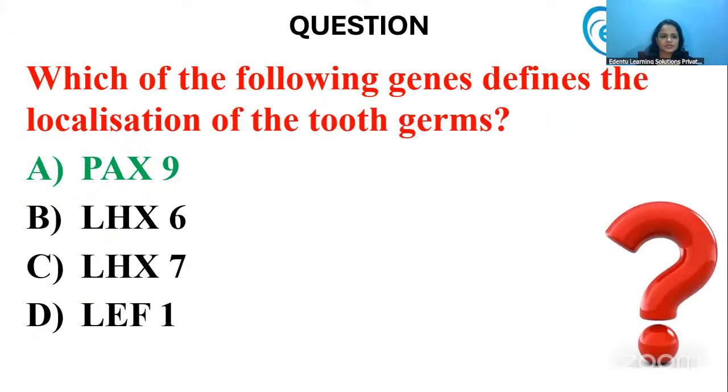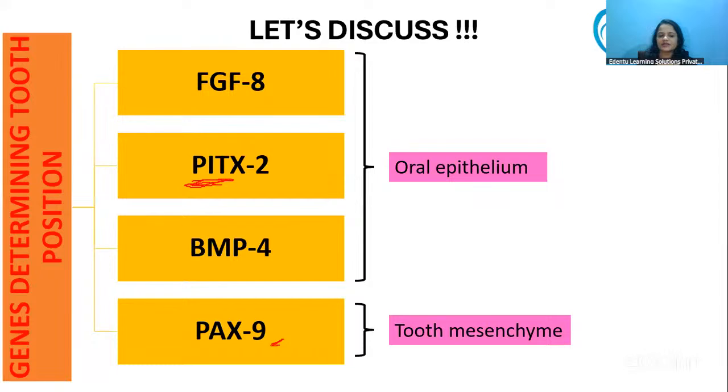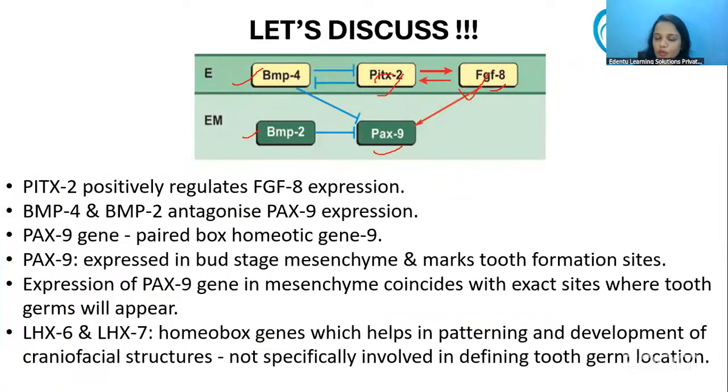Now, in the options, there is something called LH6 and LH7 also. These are called homeobox genes. These homeobox genes are very important in the development of the craniofacial structures. Almost all the craniofacial structures are influenced by these homeobox genes. So remember the name, they are called homeobox genes and mainly include LH6 and LH7.